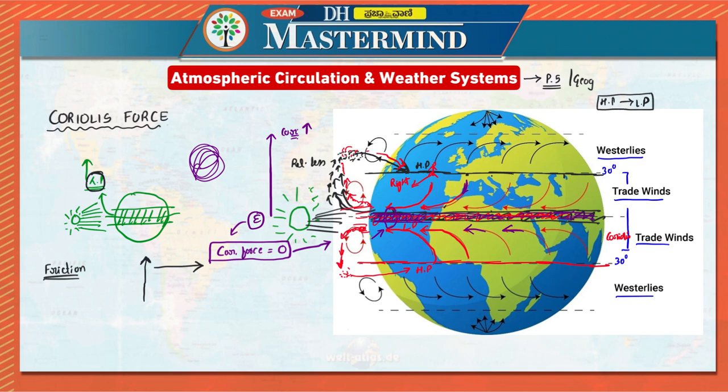So I hope you have understood about the Coriolis force. You have to understand from what direction it is happening, and then it will be on the right of that particular direction in the northern hemisphere, and on the left in the southern hemisphere. So I hope you have understood about this particular concept. In the next concept, we'll continue with this only.